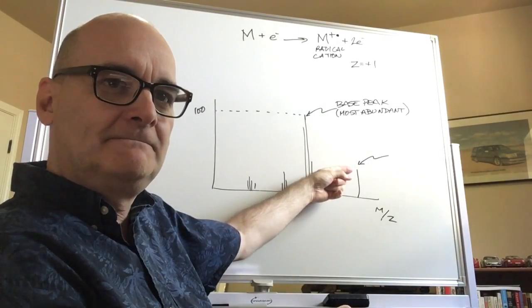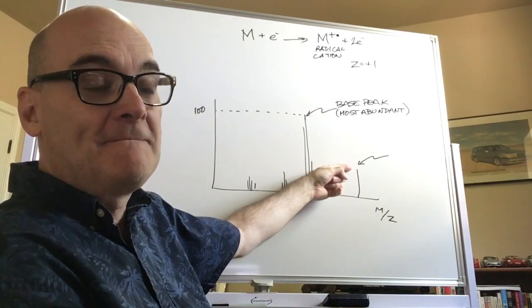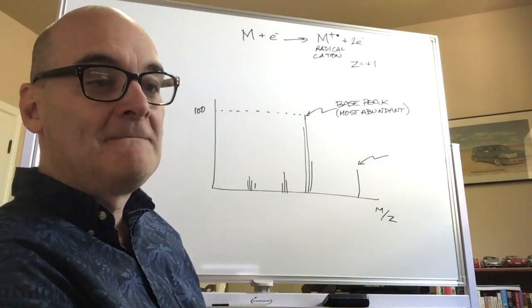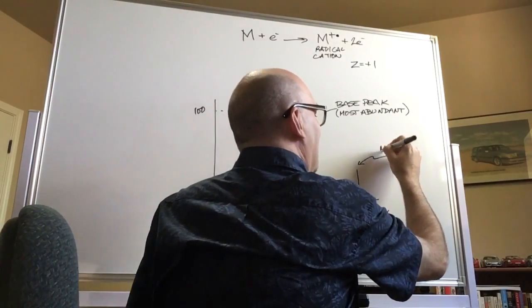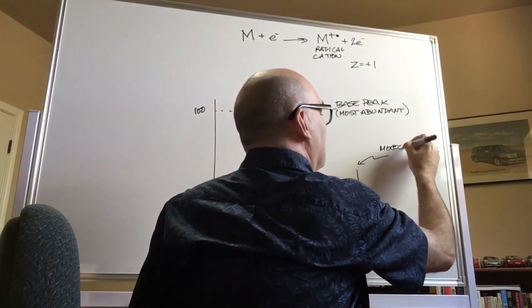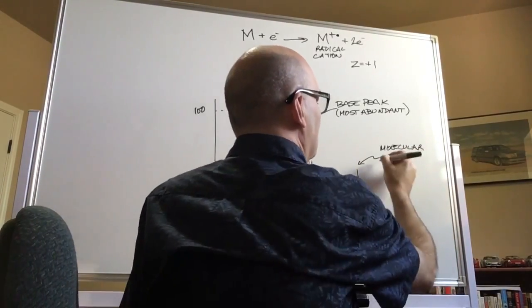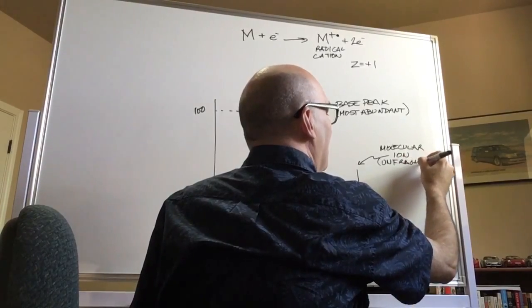That's the unfragmented mass. And we give that a name. The peak at the highest is called the molecular ion. So this is basically just unfragmented.